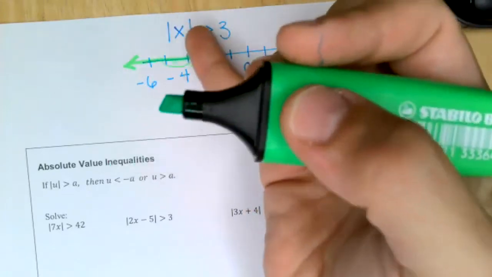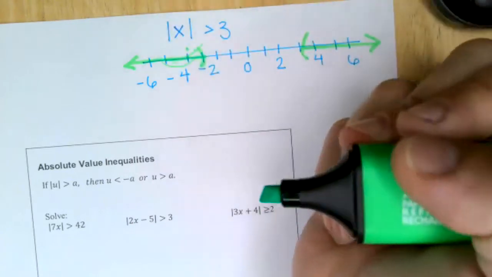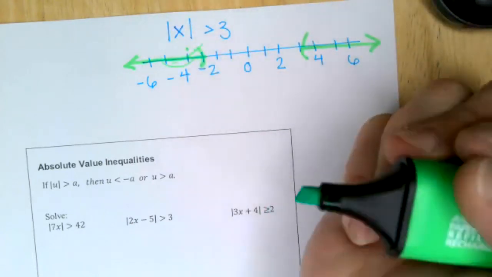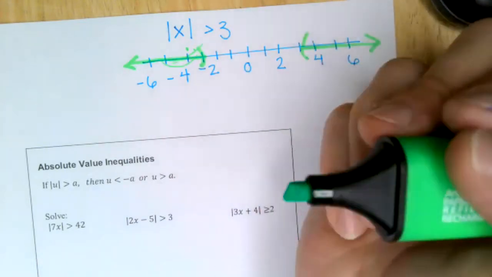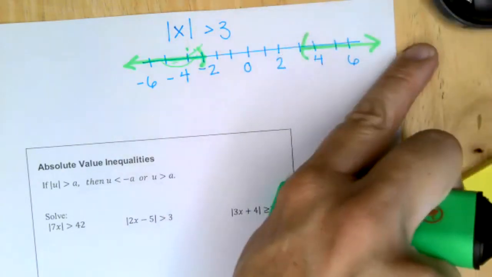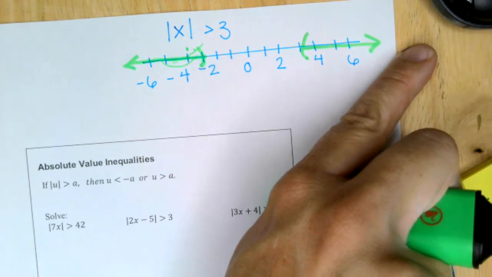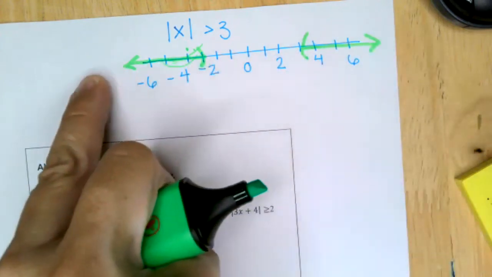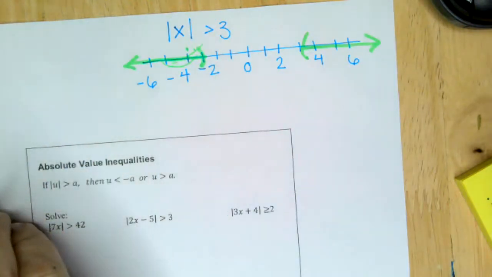-6, the absolute value is 6. 6 is bigger than 3, right? Everything bigger than 3, everything smaller than -3. So if the absolute value is greater than a number, it is going to be all the numbers greater than that number, to the right of that number on the number line, or less than the opposite of that number, to the left of that number on the number line.